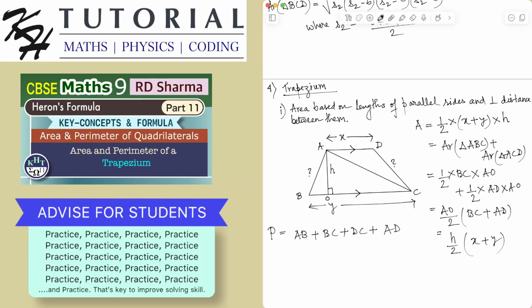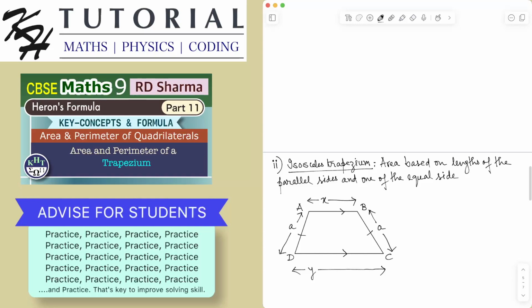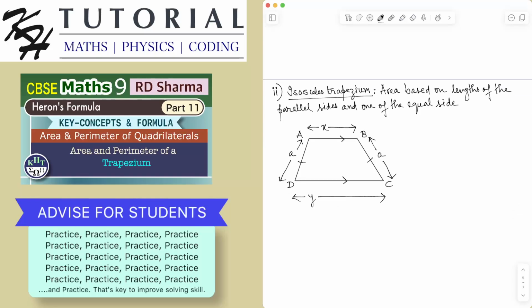Okay. Let's see, next is how do we find the area of a trapezium, the area of an isosceles trapezium. Now in an isosceles trapezium, the non-parallel sides are of equal length. So ABCD is the trapezium where the parallel sides are AB and DC, and AD and BC are the non-parallel sides and they are of equal length, let's say a. This is the property or definition of an isosceles trapezium. So we know the length of the parallel sides, which are x and y, and we know the length of the non-parallel equal sides, which is a.